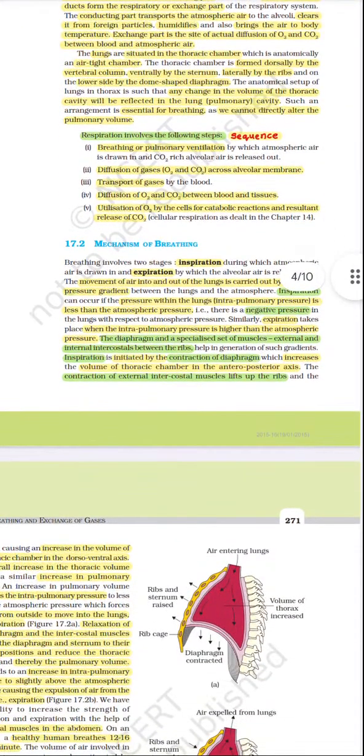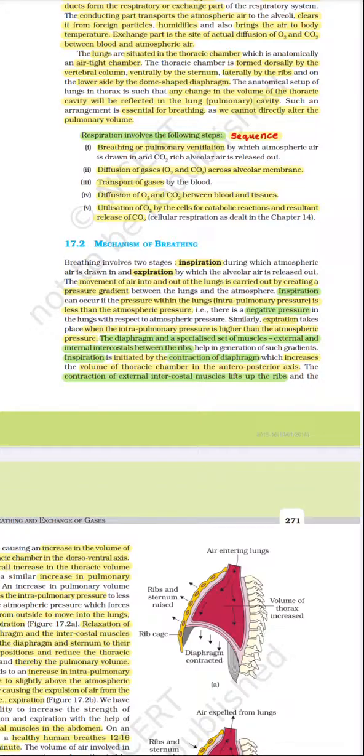Now, mechanism of breathing. Breathing involves two steps: inspiration, during which atmospheric air is drawn in, and expiration, by which the alveolar air is released out.